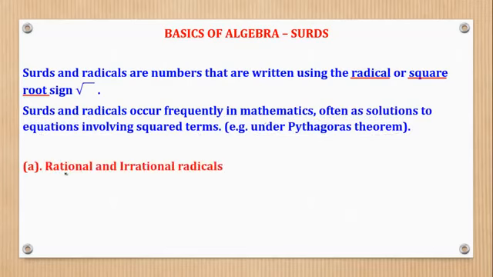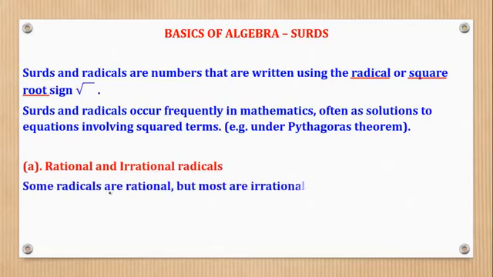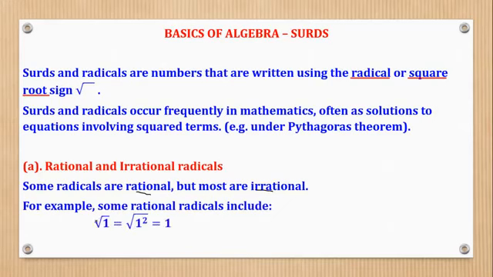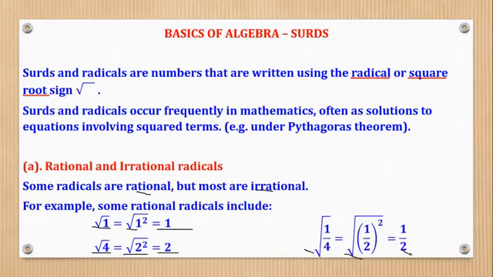So let's begin with two words, rational and irrational radicals. These are the ones which will help us to understand what a surd is. Some radicals are rational, but most of them are irrational. Rational examples include square root of 1, which is the same as square root of 1 squared, which is 1. Square root of 4 is the same as square root of 2 squared, which is 2. Square root of a quarter is the same as square root of a half squared, which is a half. Those are rational. What about irrational?